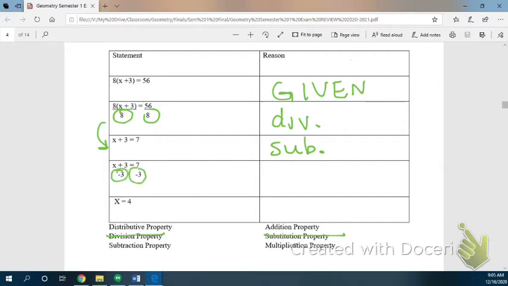Then it looks like they're subtracting on each side. That would be the subtraction property. Then they simplified from here to here, which would be substitution again. Very good.